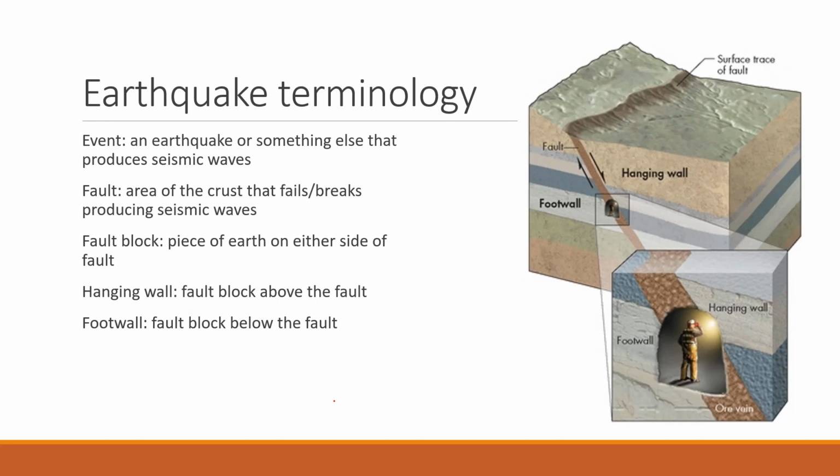A fault is the area of crust that will break or fail, that then produces the earthquake and the seismic waves. A fault block is the area on either side of that fault. So this is the fault. These are the fault blocks. The hanging wall is the part that's above the fault, so it's on top of the fault. The footwall is the part below the fault. The terminology comes from mining. You would stand on the footwall, hence footwall, and you would hang your lantern on the hanging wall. So hanging wall is going to be above, footwall will be below. Depending on how they move is what we're going to call the fault.